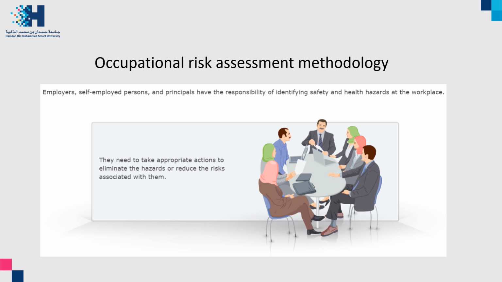This can be done through regular workplace inspections, incident investigations, or employee feedback. Record keeping. Employers should maintain records of the risk assessment process, including hazard identification, risk assessment, and control measures implemented. These records can be used to demonstrate compliance with regulatory requirements and to identify trends or areas for improvement.